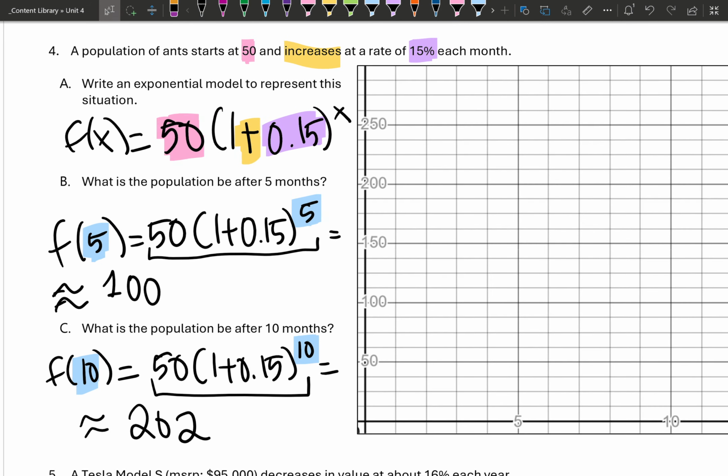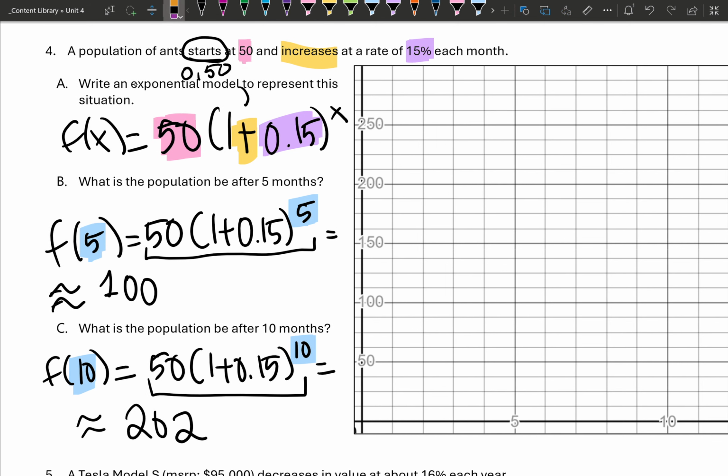Now, how would we graph it? Well, we start with the y-intercept. The y-intercept always represents our starting point. Keyword start. So we have a y-intercept at (0, 50). Let's put a dot at (0, 50).